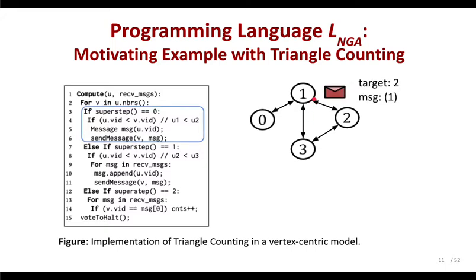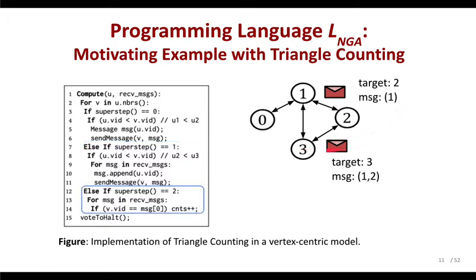First, vertex 1 sends a message with its vertex ID to vertex 2, its neighbor, and vertex 2 appends its vertex ID to the message and sends it to vertex 3. Then, vertex 3 checks whether the first vertex ID in the received message, which is its 2-hop neighbor, is also its 1-hop neighbor. If it is, it increments the counter value by 1.